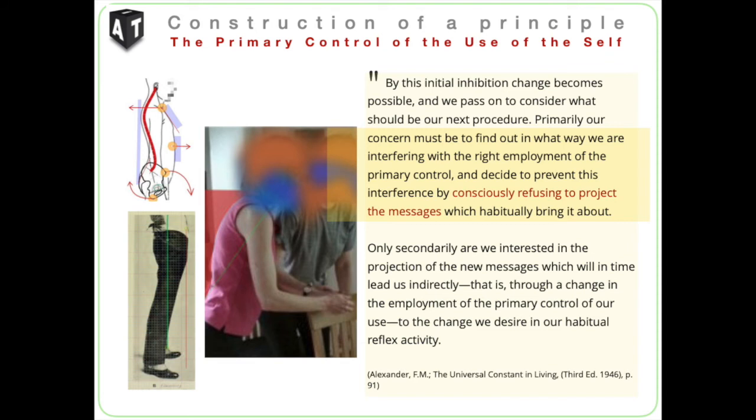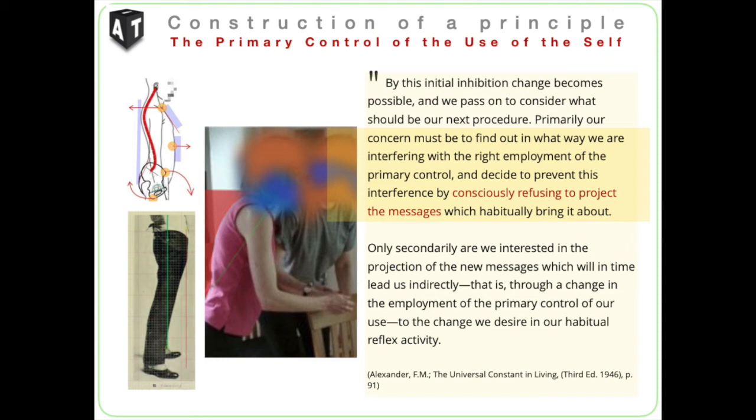So, once again, when we read Alexander, again, this idea of initial inhibition. He says, by this initial inhibition, change becomes possible. And we pass on to consider what should be our next procedure. Primarily, our concern must be to find out in what way we are interfering with the right employment of the primary control, and decide to prevent this interference by consciously refusing to project the messages which habitually bring it about. Only secondarily are we interested in the projection of the new messages, which will, in time, lead us indirectly, that is through a change in the employment of the primary control over your use, to the change we desire in our habitual reflex activity.